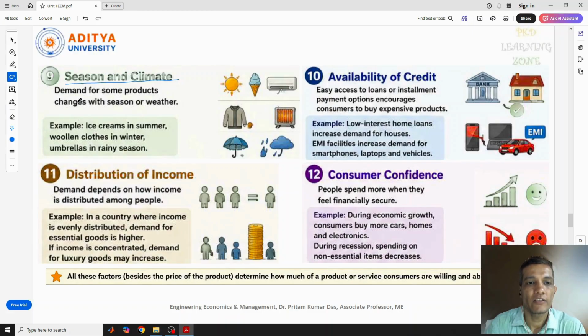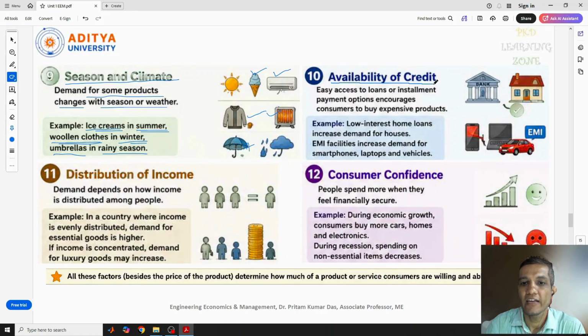The next one is season and climate. The demand for some products changes season-wise. For example, in the summer season, ice creams, ACs and cold drinks have more value and importance. Similarly, in the winter season, woolen clothes, mufflers, sweaters and room heaters will be more valuable. Similarly, in the rainy season, umbrellas and raincoats have an impact. So that is demand season-wise.